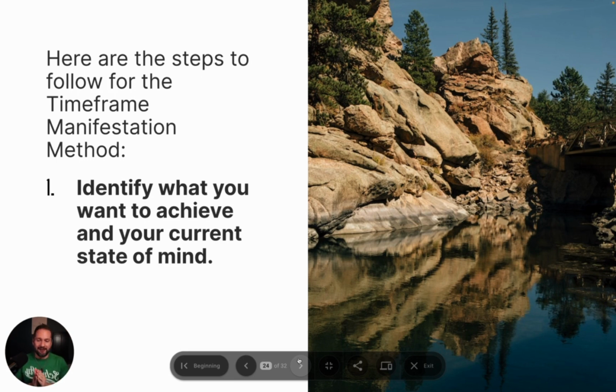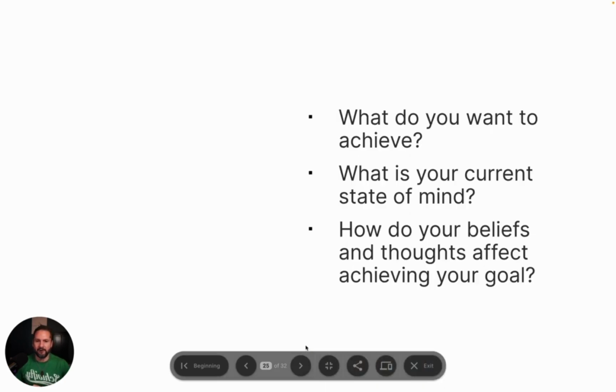So clear out all that junk and limiting beliefs and playing small, thinking that that's what spirituality is. That is not what it is. You are abundant, you are prosperous, you are meant to have it all. The only thing in the way is you. So number 1, identify what you want to achieve and your current state of mind. This is going to help you out.